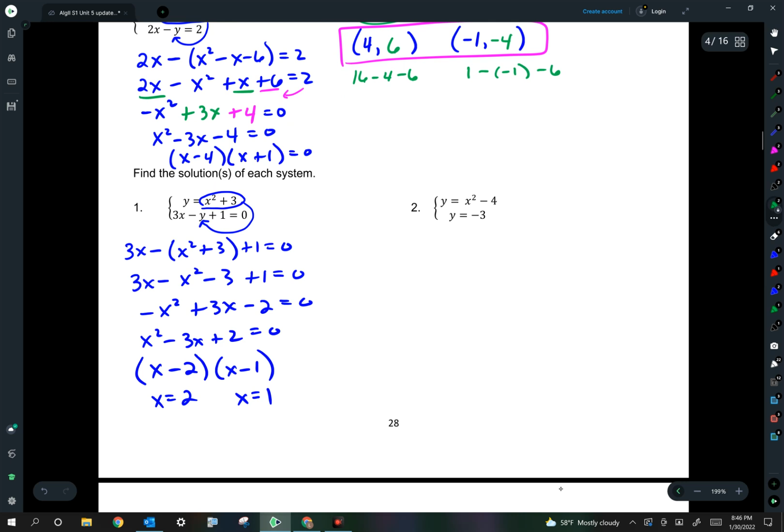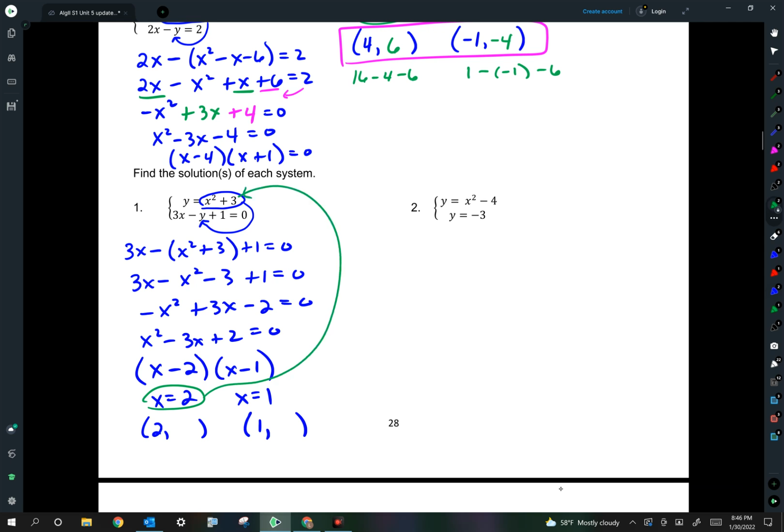And again, what that means is there are 2 points of intersection. One of them is 2 comma something. The other one is 1 comma something. And like we said before, in order to find the y value, I'm going to take this and substitute back in where I started. So if I put in 2, I'm going to have 2 squared plus 3, which would be 7. And if I put in the 1, 1 squared plus 3 would be 4. So there are 2 points of intersection that represent our solution.